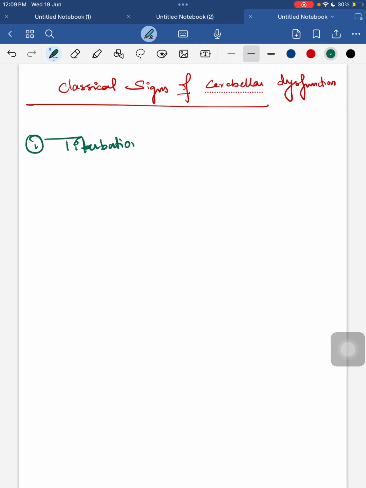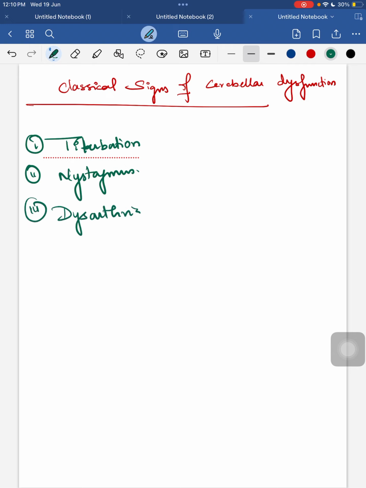Third, the child will have dysarthria, with unclear pronunciation but normal language. Word count will be normal, meaning everything will be normal, but the child will have unclear pronunciation, called a scanning type of speech in a child with cerebellar dysfunction. The child will have dysmetria. What is dysmetria? Errors in judging the distance. When you do a finger-nose-finger test, the child will either underestimate or overestimate the distance, that is, hypometric or hypermetric, missing the point.